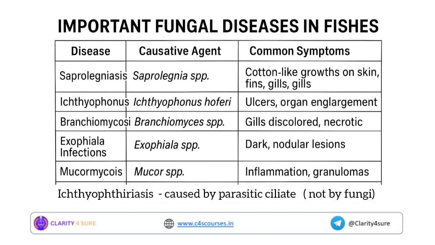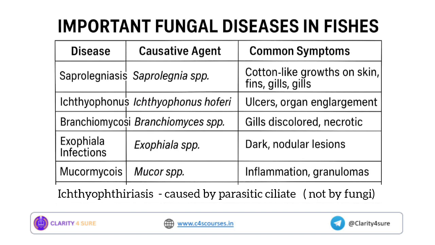Next is Exophiala infections. These fungi are black yeast, known for causing chronic systemic infections. The disease typically manifests as dark nodular lesions on the skin or internally. It's more common in ornamental fish and affects both freshwater and marine species. In advanced cases, the nodules can ulcerate or affect the swim bladder and brain. These infections are rare but difficult to treat because the fungus thrives even at low temperature.